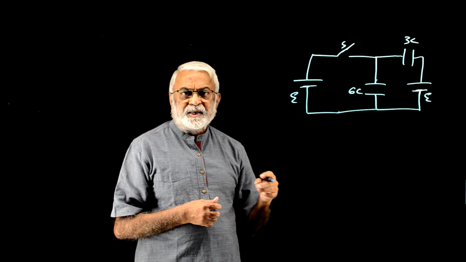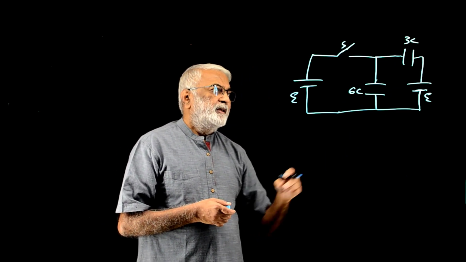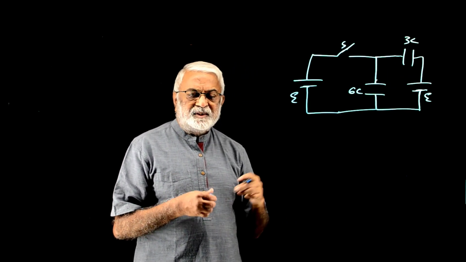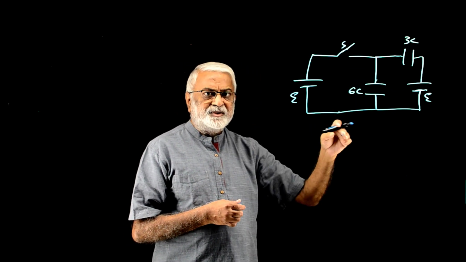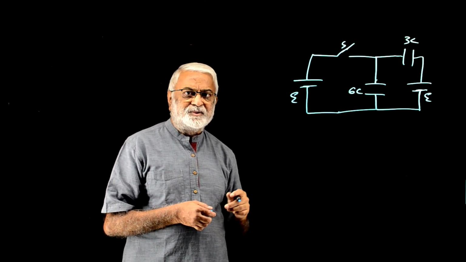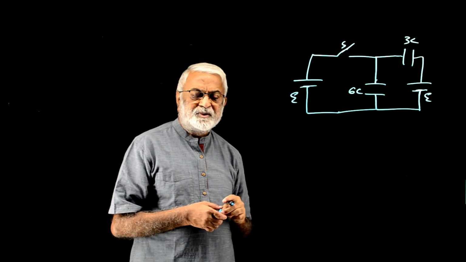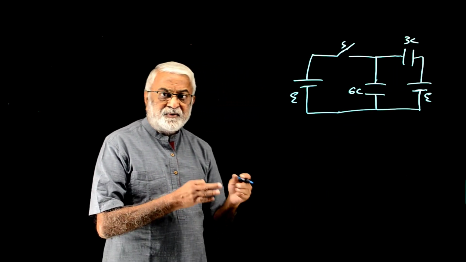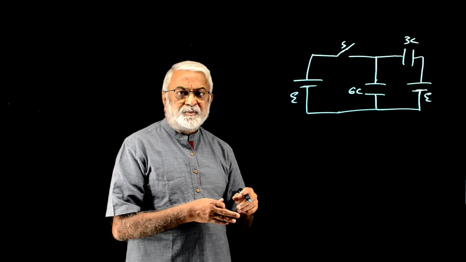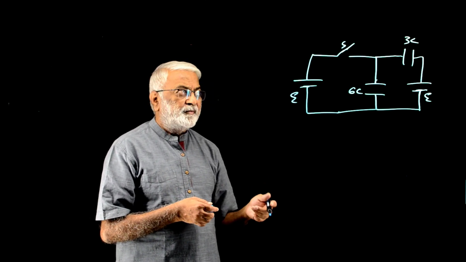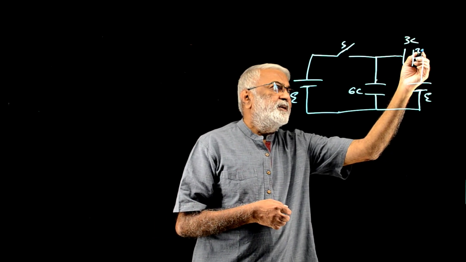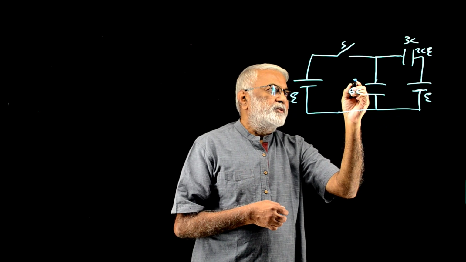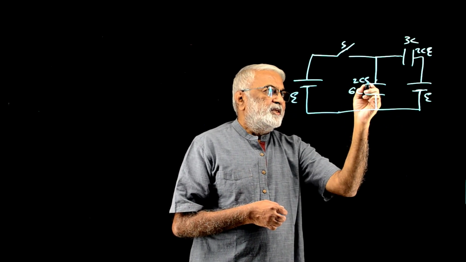That gives us an equivalent capacitance of 2C, and the potential difference across that 2C is E. That is the potential difference across the combination, which is the same as across the equivalent capacitor. So the charge on the equivalent capacitor will be 2C into E. The charge on the equivalent capacitor and the individual capacitors will be the same in a series combination. So this charge is 2CE, and this is 2CE. That is the initial state.